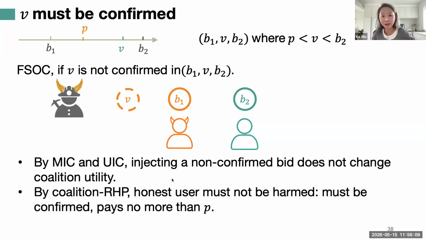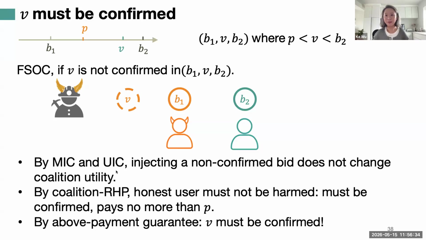That said, this strategy should not harm this green user B2. It is honest. By coalition rational harm proofness, it should not be harmed. That is to say, in the honest case, B2 was confirmed and paid P. Now, after injecting this V, B2 should still be confirmed and pay no more than P. Now, by the above payment guarantee, when there are three bids, B1, V, B2, B2 needs to be confirmed and pay no more than P, so V must also be confirmed.